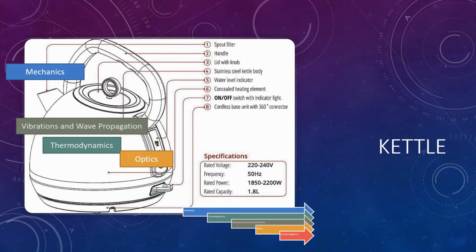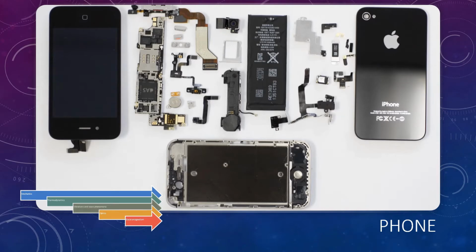And there's optics within that little glass that enables you to see where the water level is, and then there's electromagnetism. Obviously, there's some sort of circuitry involved. I don't know if there are any magnets in the kettle, but essentially what you're doing is converting electrical energy to heat energy, right? So there's that part going on.